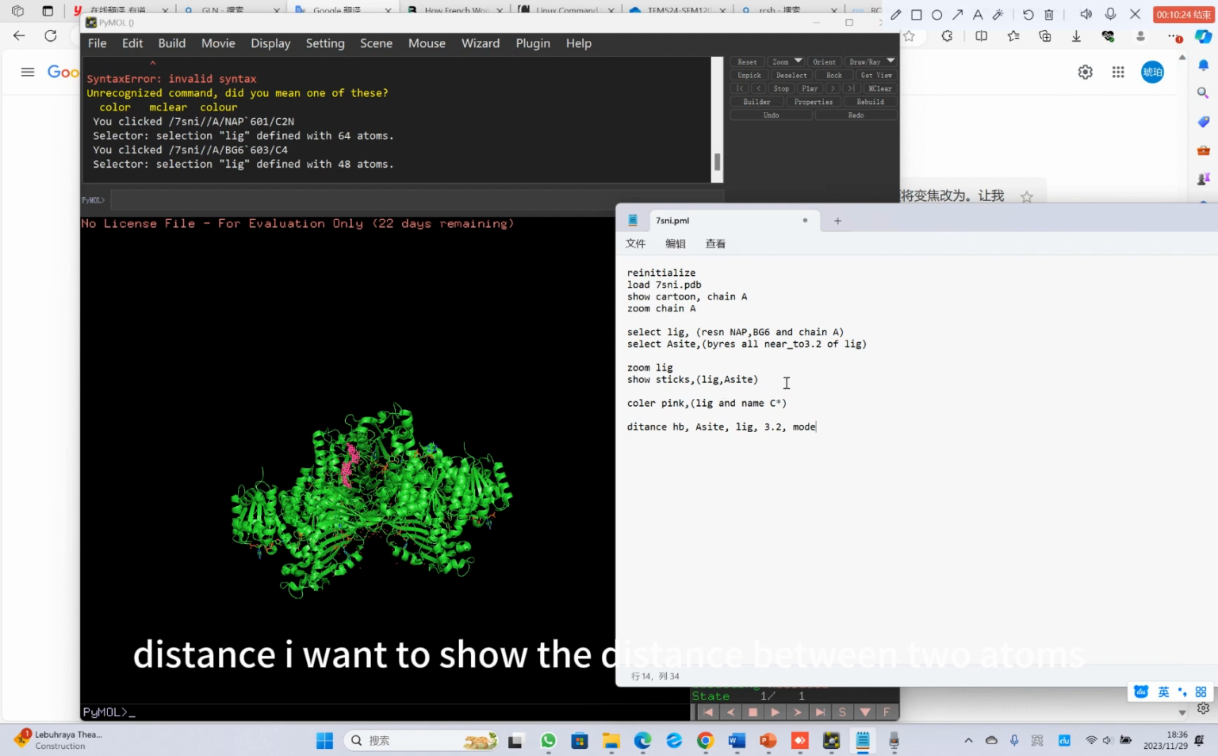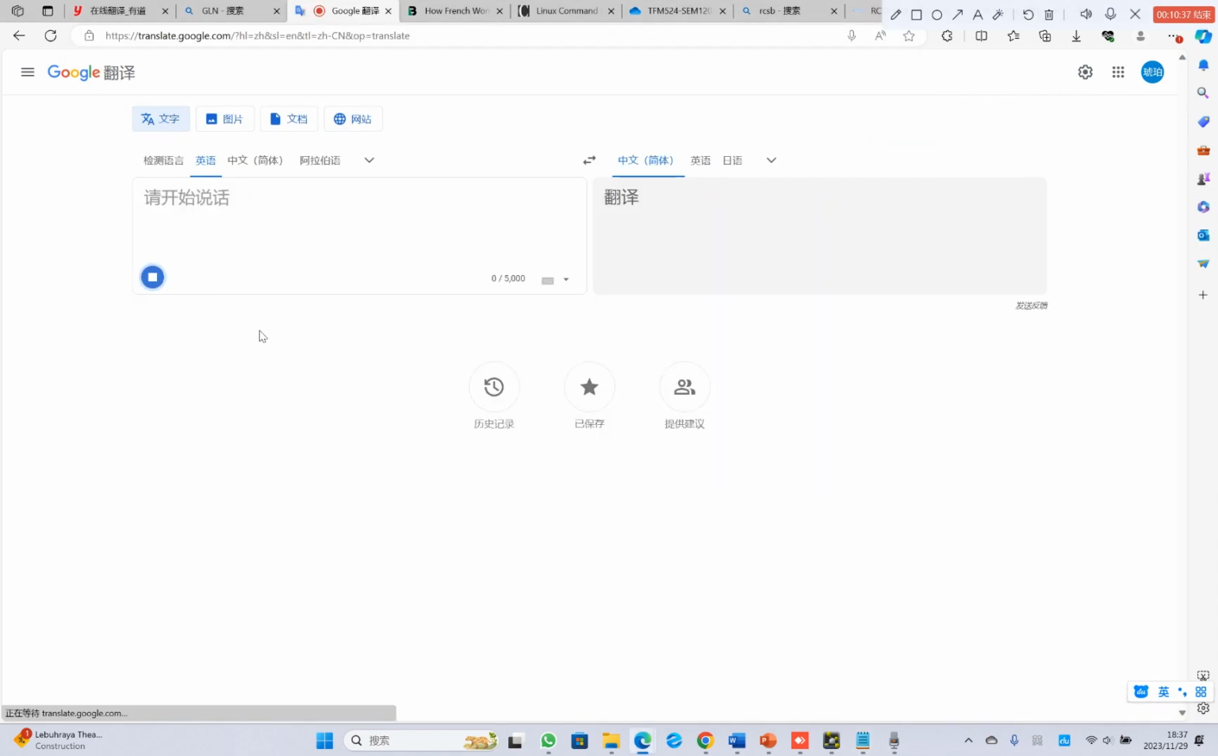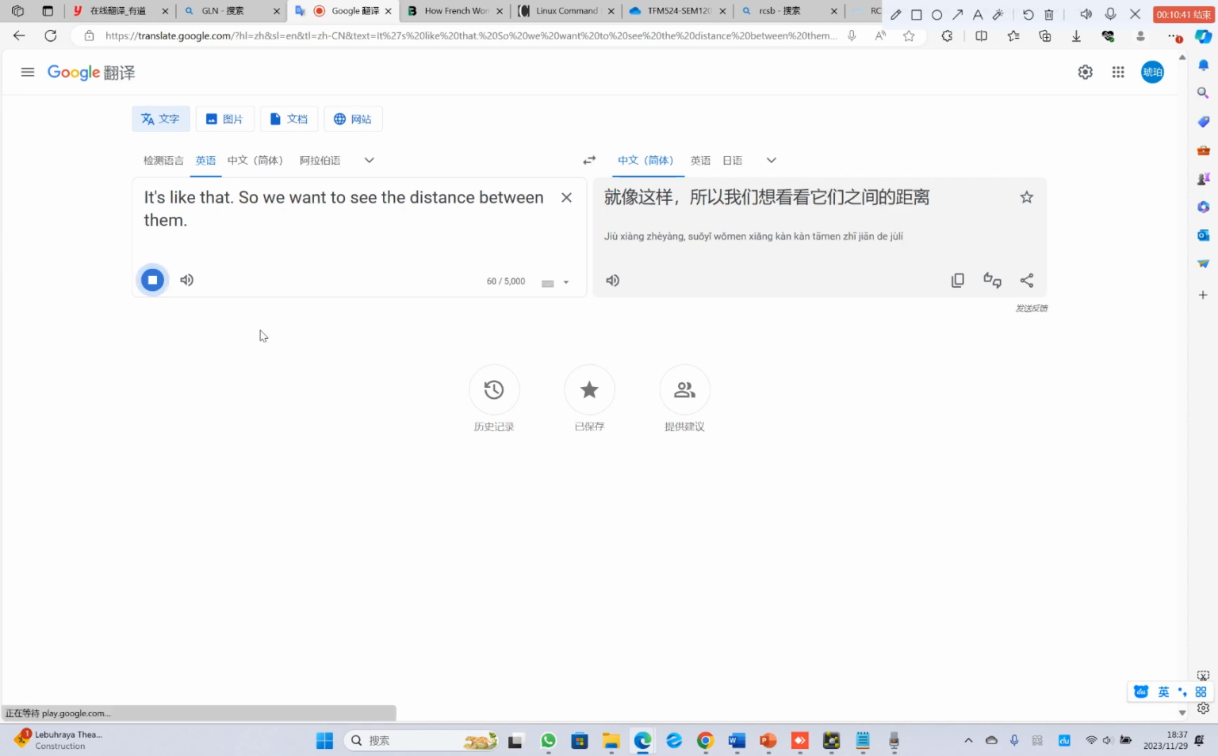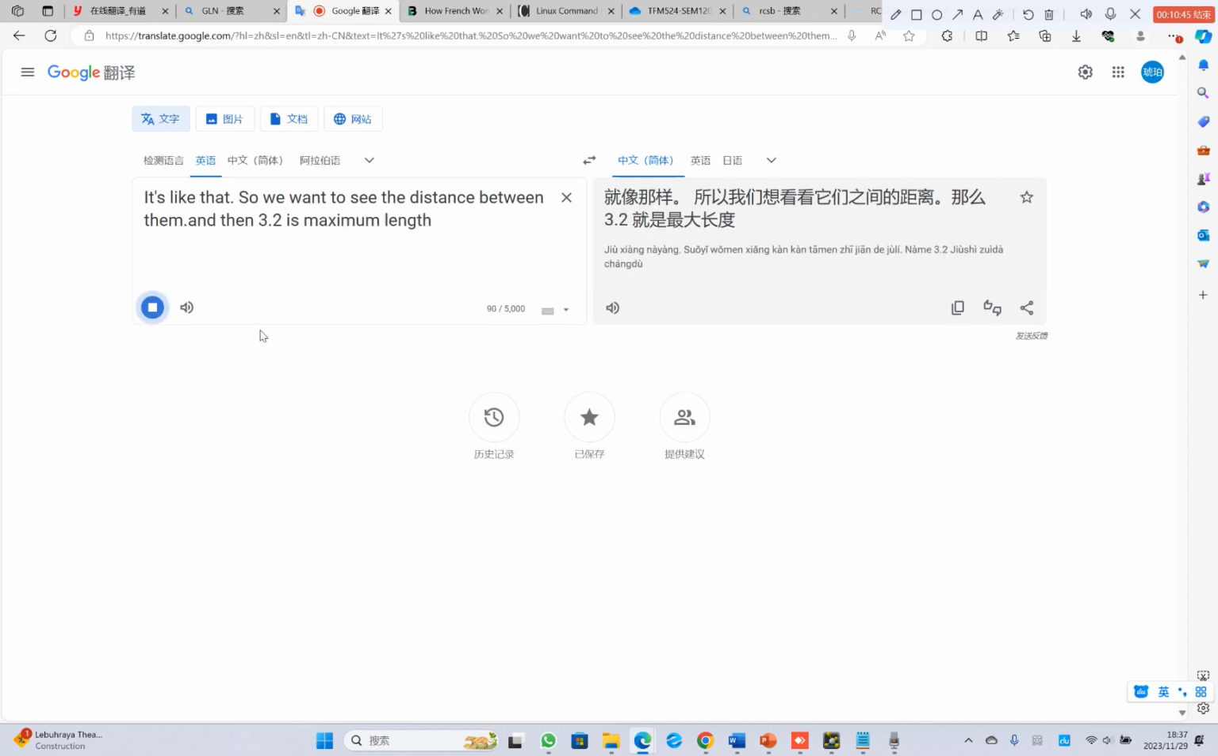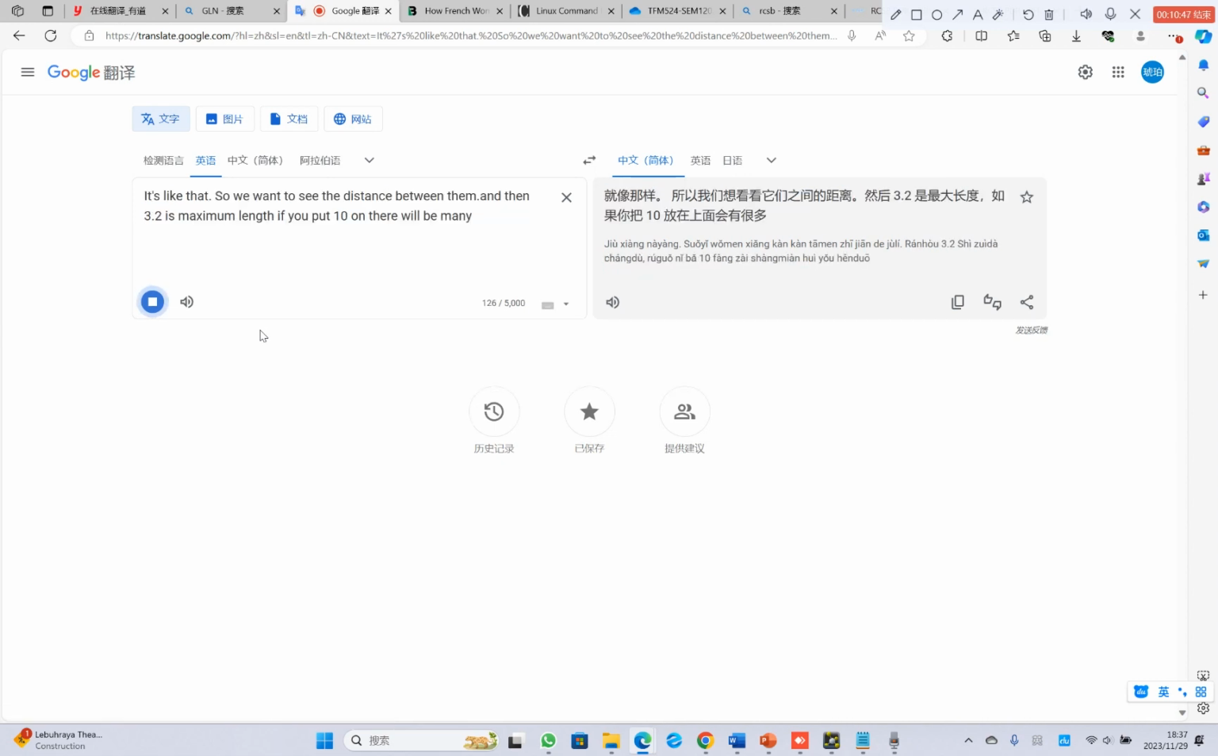Okay, so the meaning of this command is: distance, actually this is just a name. Whatever name you want, you can give it. Then the first selection is the A side, the second selection is the ligand. So we want to see the distance between them. And then 3.2 is the maximum length. If you put 10, there will be many atoms.